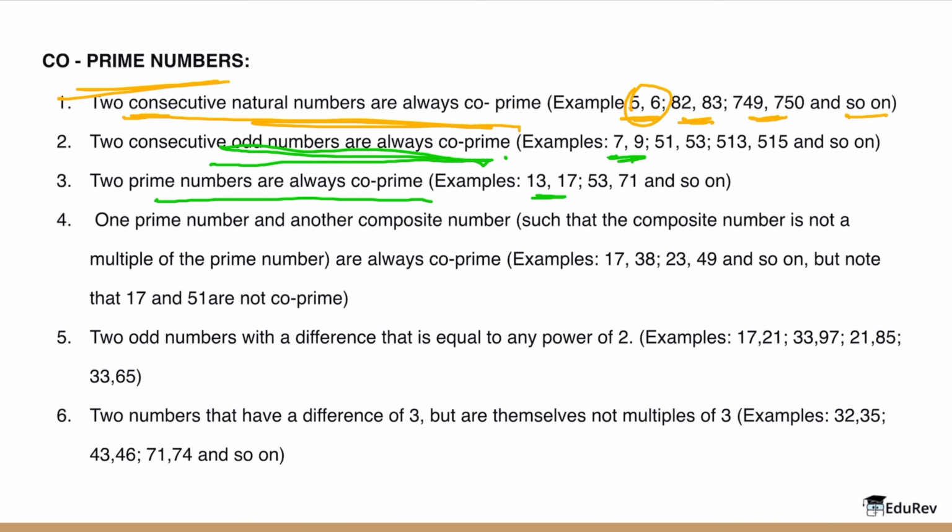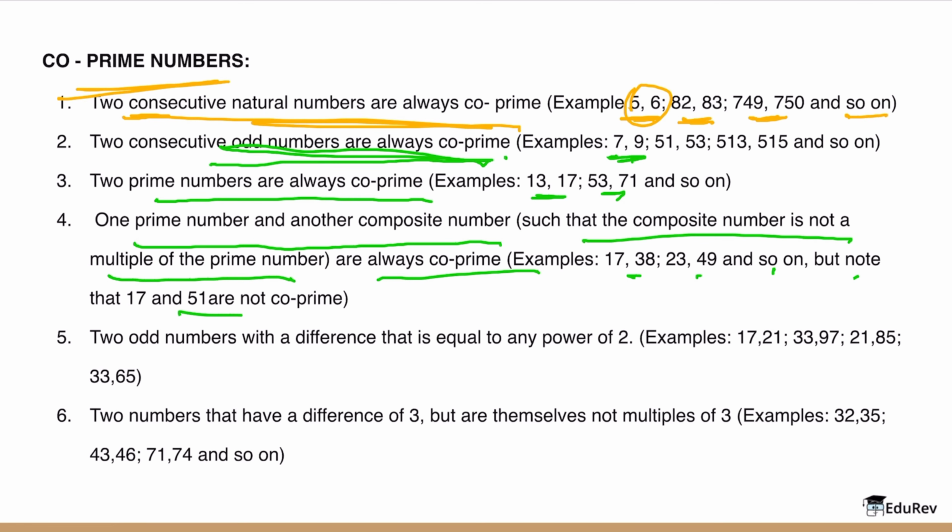Then, two prime numbers are always CoPrime numbers. So these two prime numbers are always CoPrime numbers. Then one prime number and another composite number, such that the composite number is not a multiple of the prime number, are always CoPrime numbers. For example, these. Now obviously you can understand this property by taking a real life example. You can take examples of numbers and pair them, and you can actually find that all these properties are true.